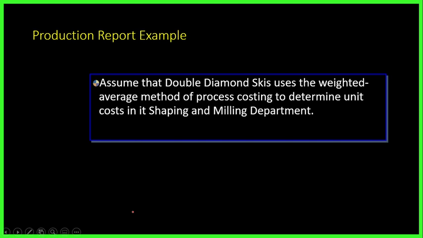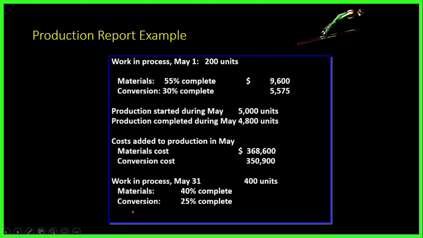Assuming, sabi niya, this company uses the weighted average method of process costing to determine unit cost in shaping and milling department. And you have the following information. Again, feel free to pause the video and take a screenshot or take notes of what is given, because our discussion will be based on the following information. But first things first, you have the beginning, which is 200 units. You have the ending, which is 400. You started 5,000 units and then you completed 4,800.